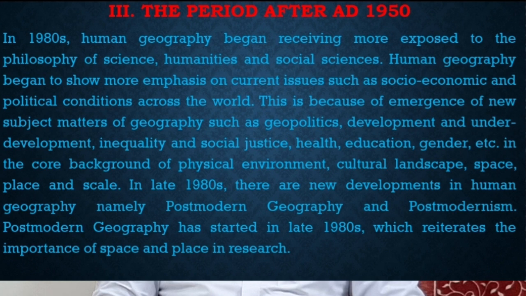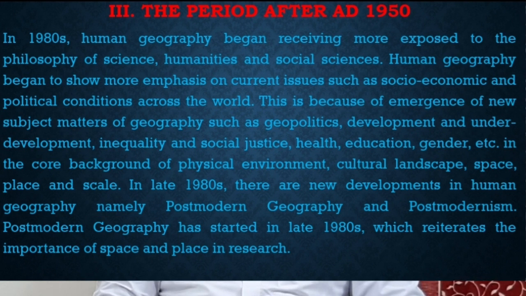The new developments contributed to the emergence of new subdisciplines of human geography such as behavioral geography, social geography, welfare geography, humanistic geography and radical geography. In the 1980s, human geography began receiving more exposure to the philosophy of science, humanities and social sciences. Human geography began to show more emphasis on current issues such as socio-economic and political conditions across nations. This is because of the emergence of new subject matter of geography such as geopolitics, development and underdevelopment, inequality, social justice, health, education, gender, etc., in the core background of physical environment, cultural landscape, space, place and scale.